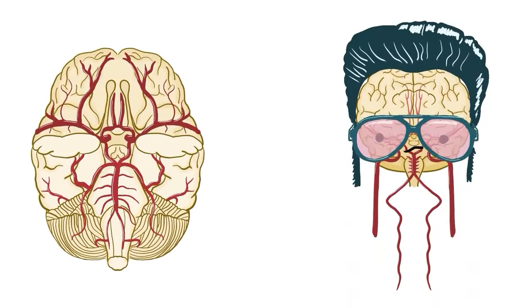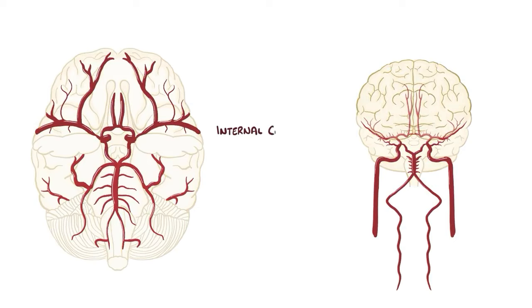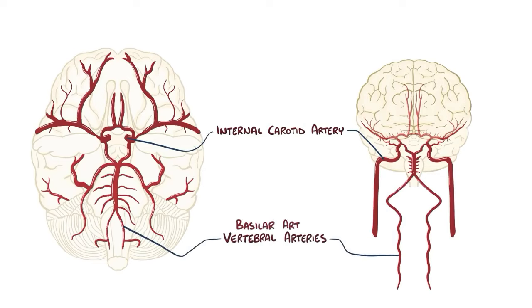The brain receives blood from the left and right internal carotid arteries, as well as the left and right vertebral arteries, which come together to form the basilar artery. The internal carotid arteries turn into the left and right middle cerebral arteries, which serve the latter portions of the frontal, parietal, and temporal lobes of the brain.